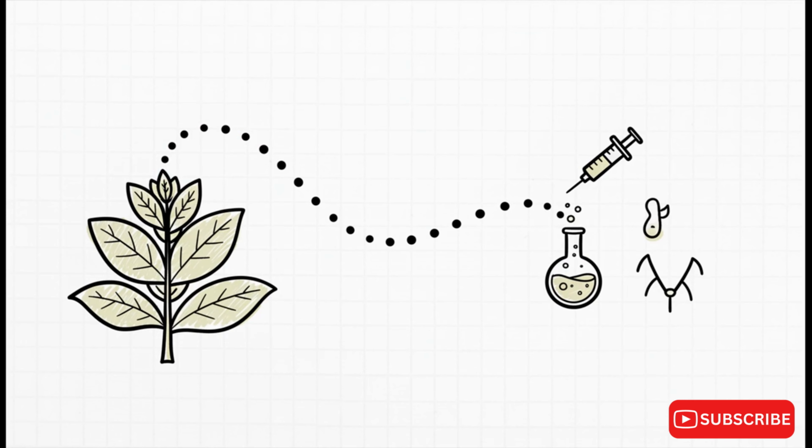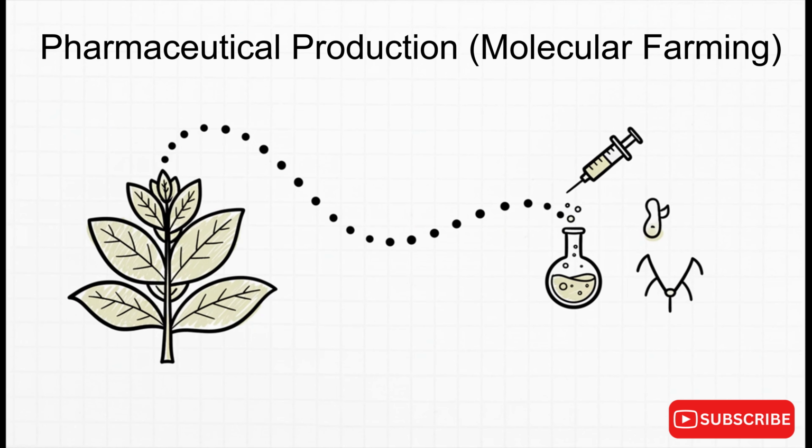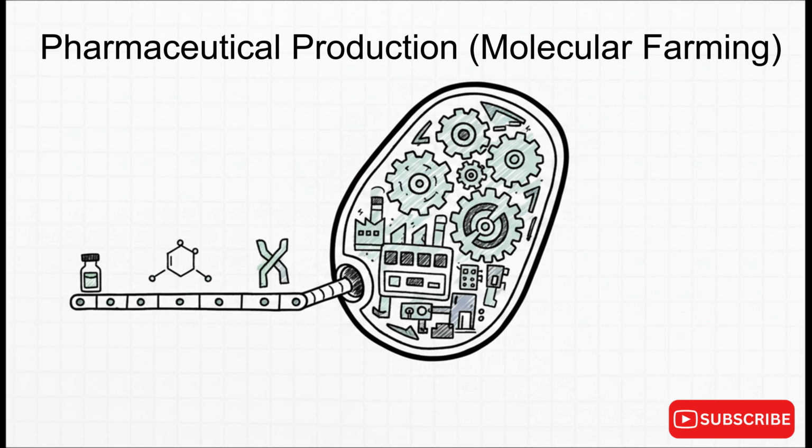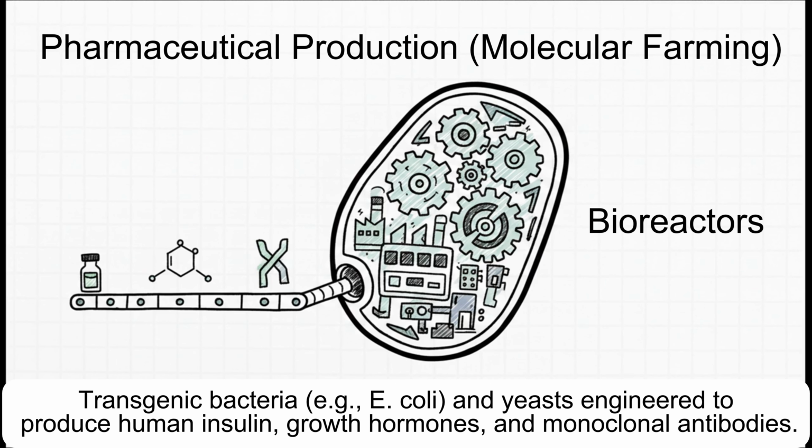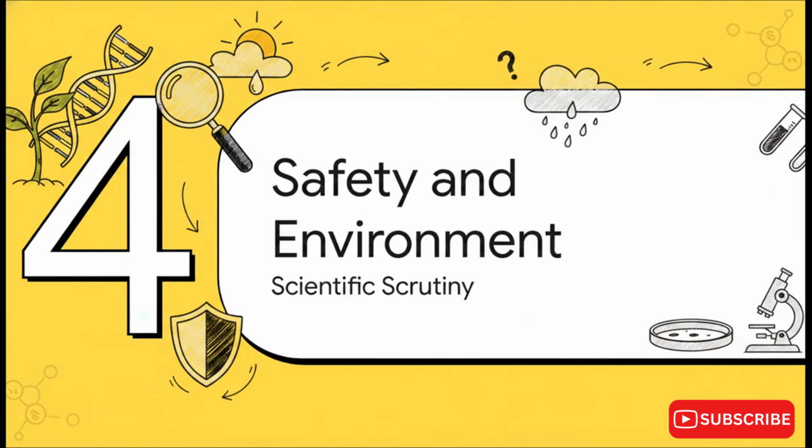But the use of this technology doesn't stop in our fields. It also plays a really critical role in modern medicine, in an area sometimes called molecular farming. In this process, simple organisms like the bacteria E. coli or even yeast are genetically modified so that they become tiny living factories. They're given the genetic instructions to produce complex, life-saving medicines. This is how we get much of the world's insulin for treating diabetes, as well as human growth hormones and many advanced antibody therapies.